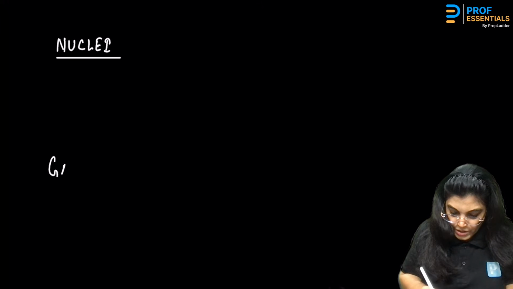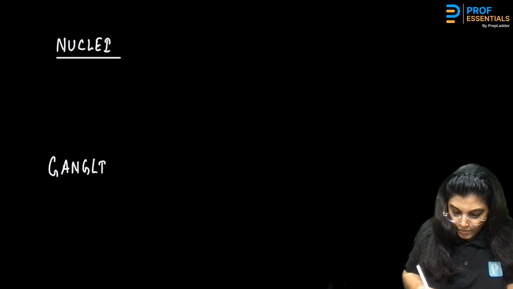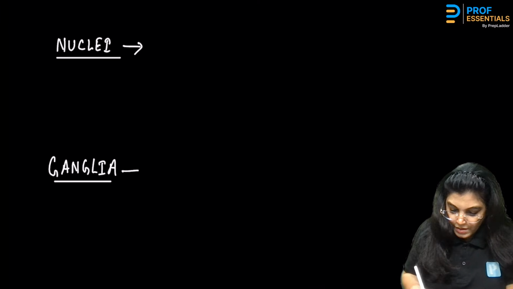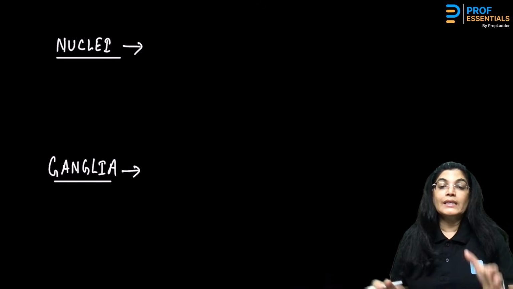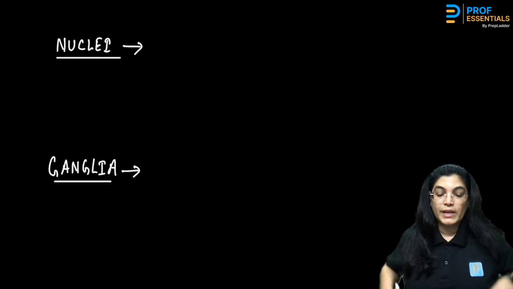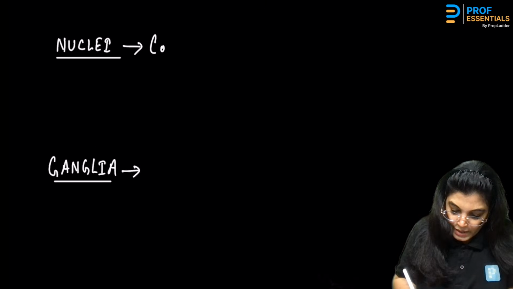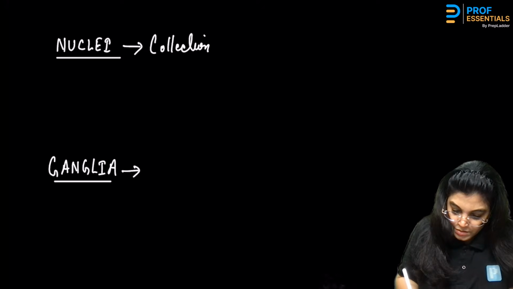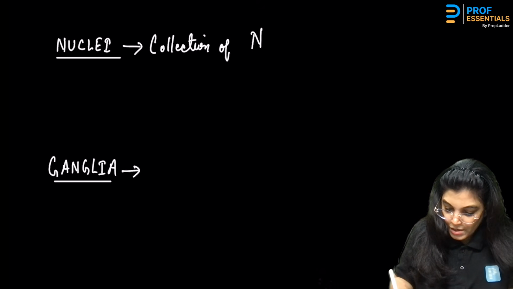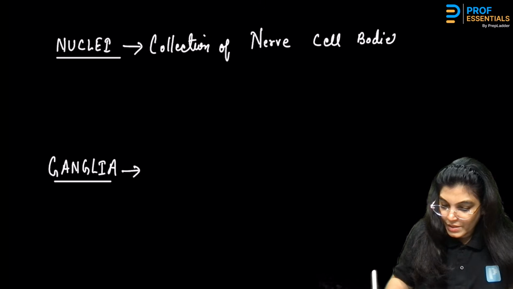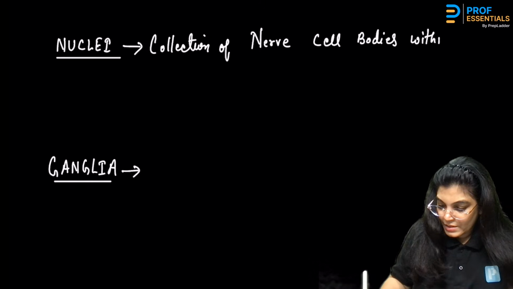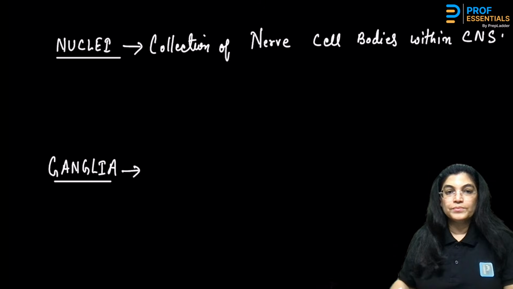And we will write about ganglia. Okay. So a collection of nerve cell bodies within the central nervous system is called nuclei.